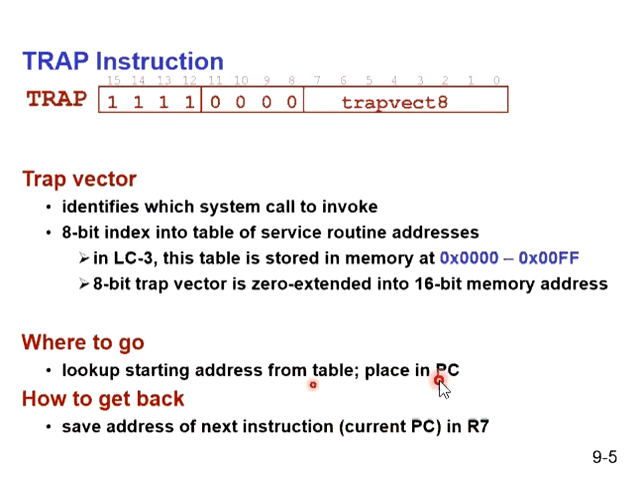If you want to go to the subroutine, firstly you have to look up the start address from the table and place the address in the PC. That means we have to go to the location storing the address of the subroutine and store it in the PC to run the subroutine we want. But how can we get back? Of course, first we have to save the address of the next instruction. That means the current PC in R7, and then at the end we have to return back to the current program, that means the user program.